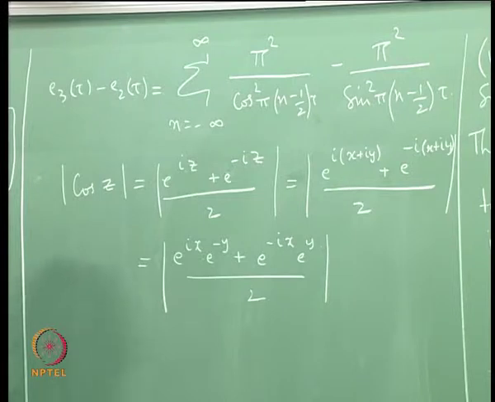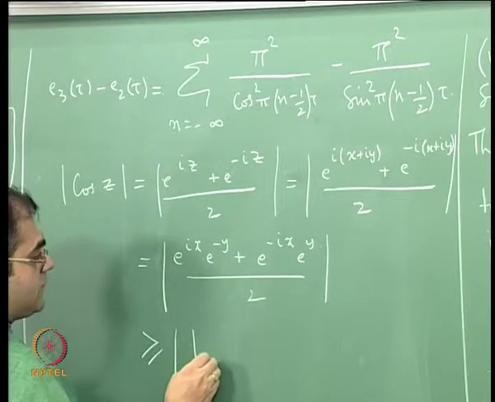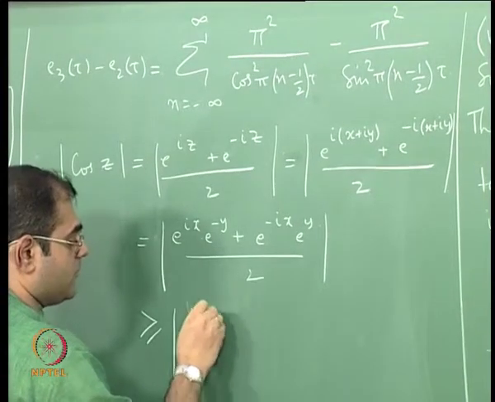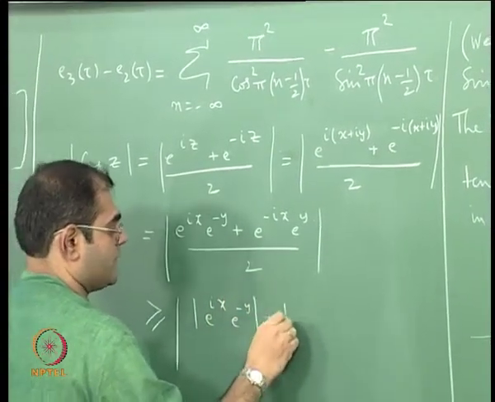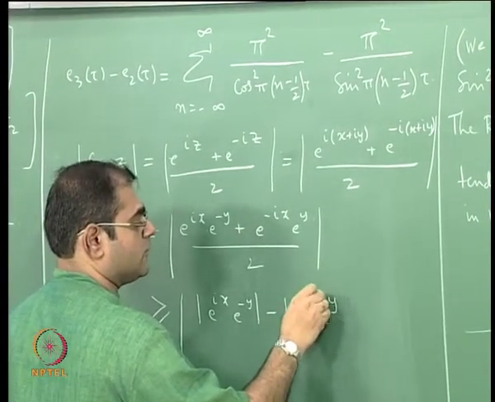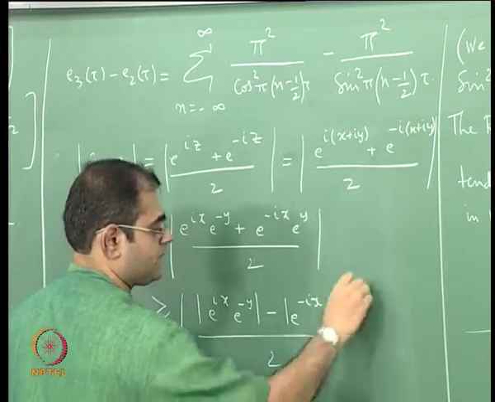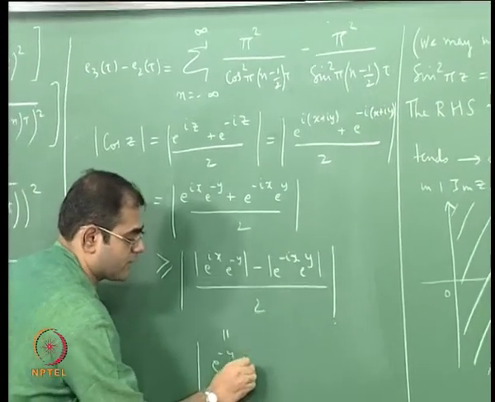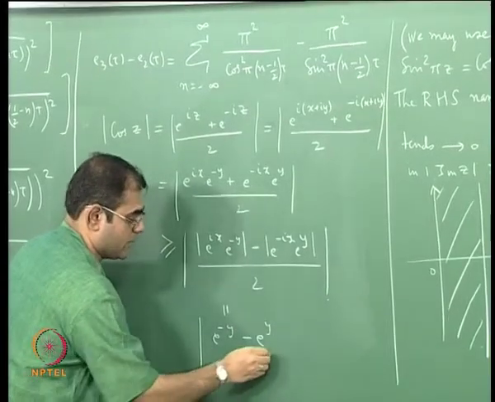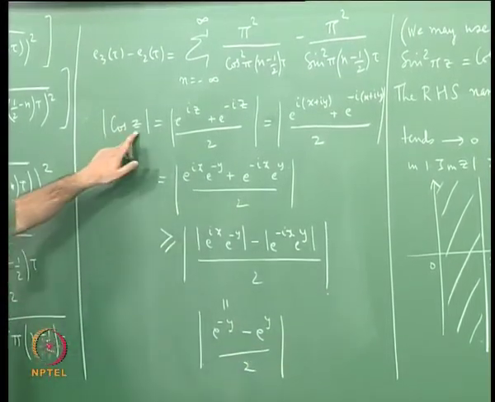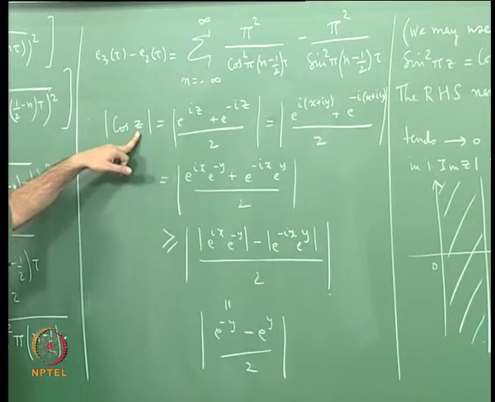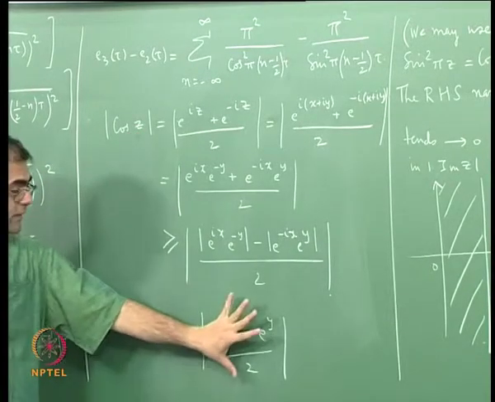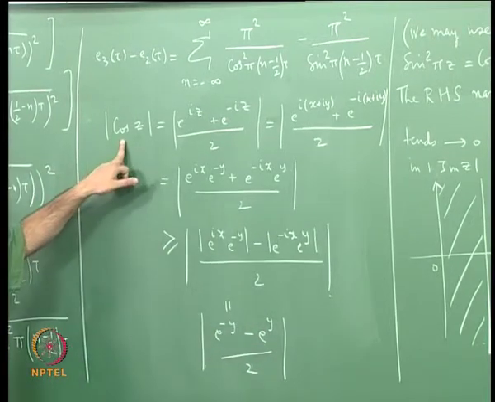And then I use the triangle inequality and write that as greater than or equal to the modulus of e^(ix) e^(-y) minus e^(-ix) e^(y), by 2, which turns out to be e^(-y) minus e^(y) by 2. This is what I get, and you can see that the imaginary part of z is y, and as that goes to infinity, clearly this quantity is going to go to infinity, and therefore mod cos z is going to go to infinity.